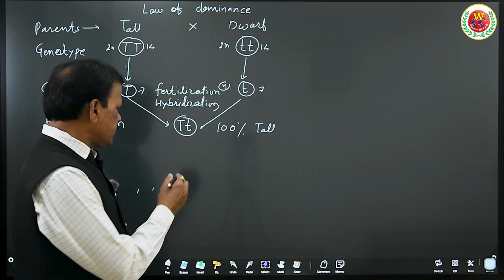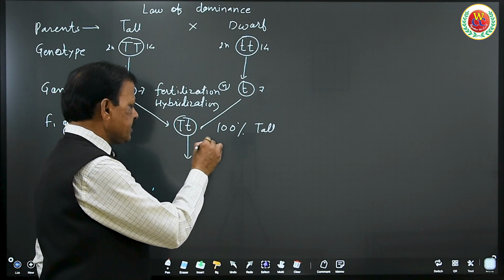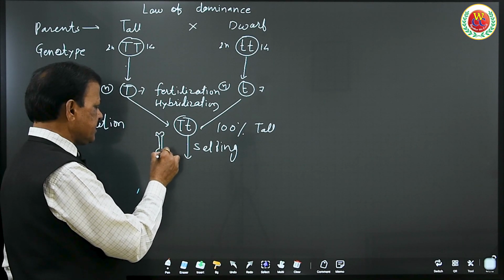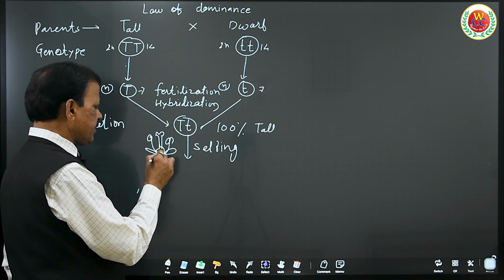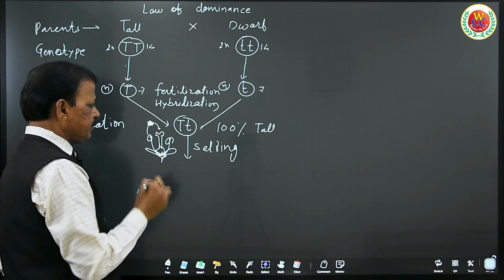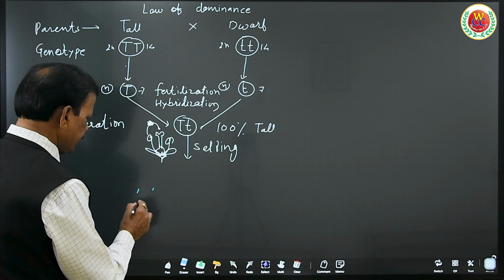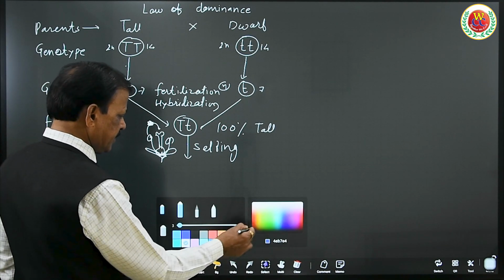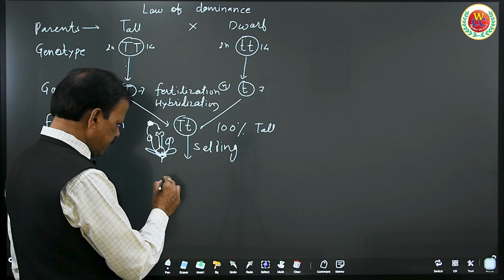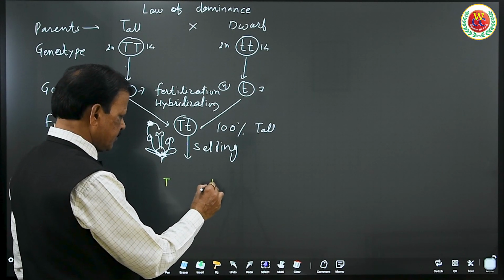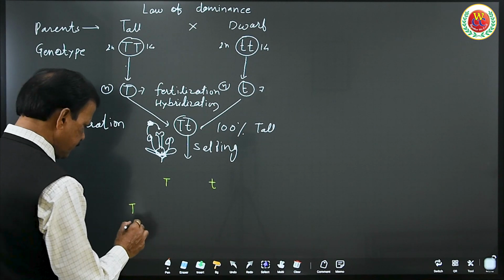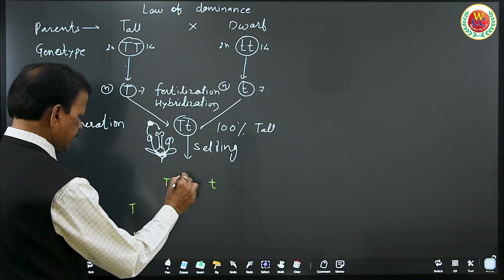To understand that, he decided to do selfing. Selfing means transfer of pollen grain from the anther to the stigma of the same flower. Say this is the ovary, these are the anthers, and this is a flower. For selfing, pollen grain is transferred from the anther to the stigma of the same flower. So when he made the selfing, he used a Punnett square. Because of the heterozygous condition, it can produce two types of gametes, capital T and small t, for the male, and capital T, small t for the female. So when the Punnett square is made, see, this is the Punnett square.